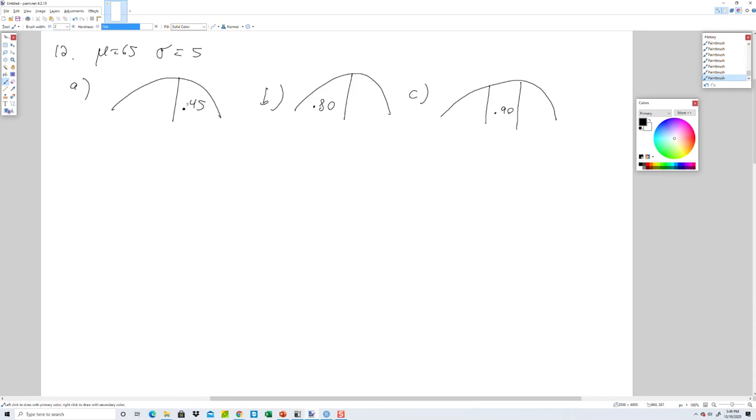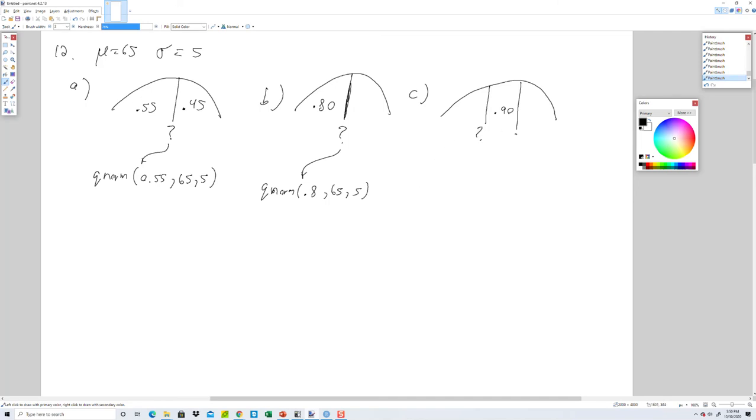Okay, if this is 45%, all this adds up to 100%. This will be 55%. So trying to find this value right here, I'm going to have Q norm, the area to the left, which is 0.55, comma our mean, which is 65, comma our standard deviation, which is 5. Now on B, we want to find this. And the area to the left of this is 0.80. So I'm going to do Q norm, 0.8, comma our mean, comma our standard deviation.